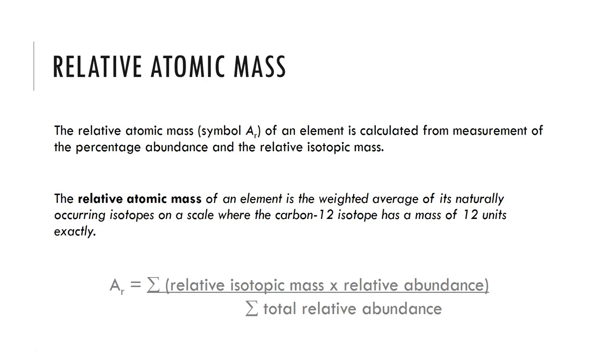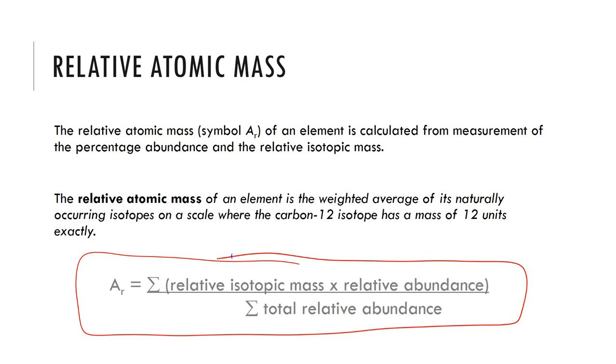We can actually work out the exact value of this using our relative atomic mass formula. So this is the first formula that you need to learn. This one isn't given in your data booklet, so you do actually need to learn it. And this gives us the relative atomic mass, symbol Ar, of an element based on the relative isotopic mass of each isotope multiplied by its relative abundance. So in this case, for chlorine, we would add the other relative isotopic mass multiplied by its percentage abundance onto the top line there as well, and then divided by the total relative abundance, which of course, because it's a percentage, is going to be 100.